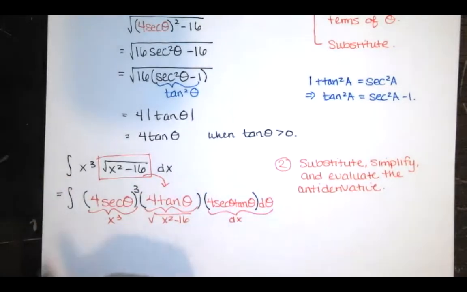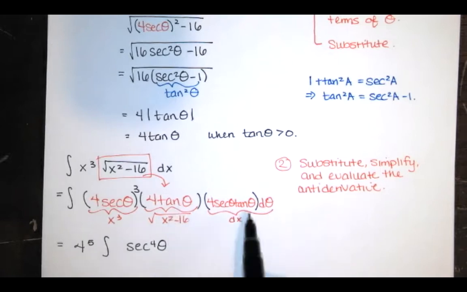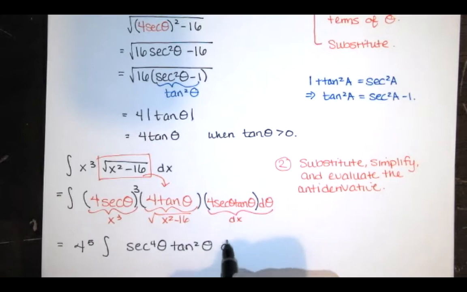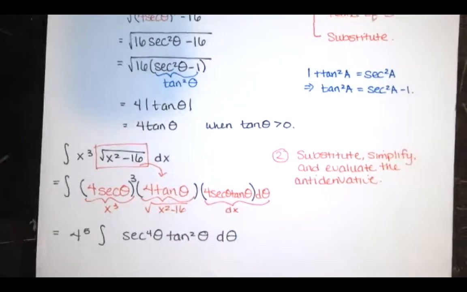So now we want to simplify. I've got 4 cubed times an extra 4 and an extra 4, so there are 5 4s there, so that's 4 to the 5th. And then I've got secant cubed theta here and an extra secant, so that's going to be a secant to the 4th. And then we have a tangent of theta times a tangent of theta, so that's tangent squared theta d theta.